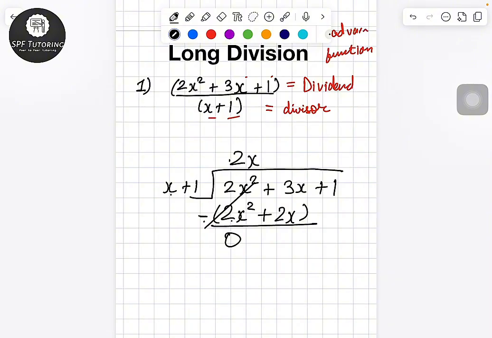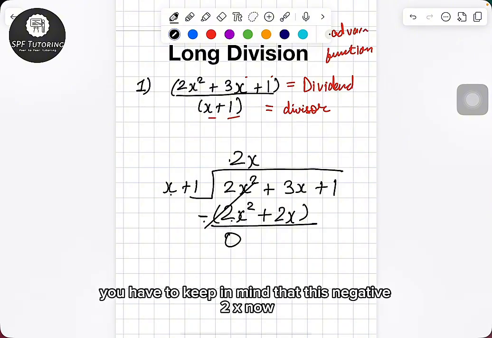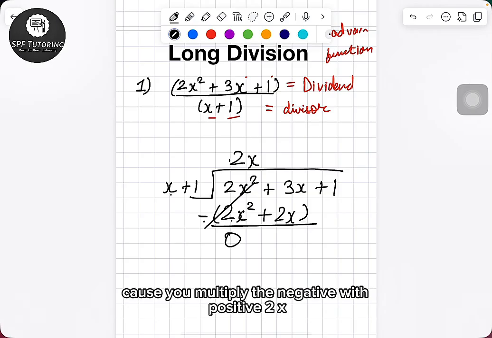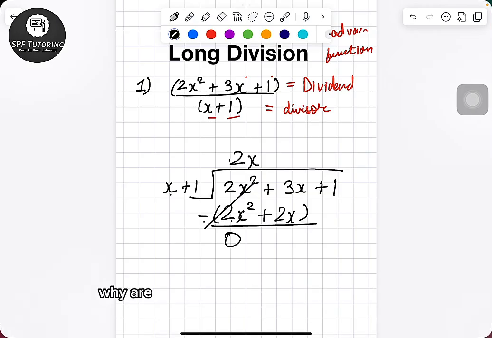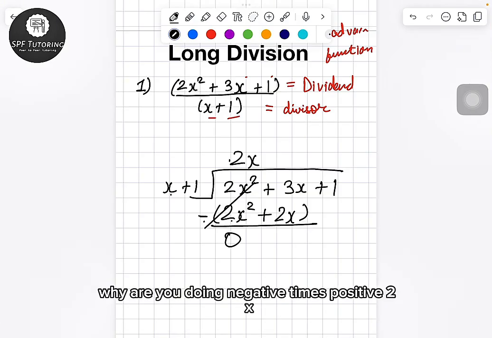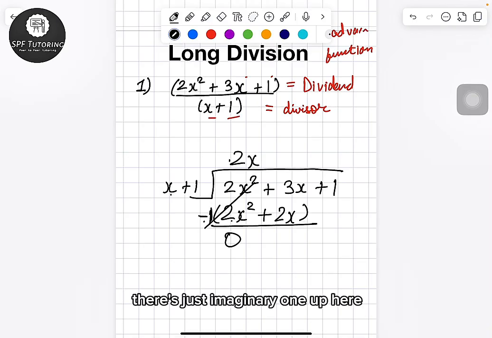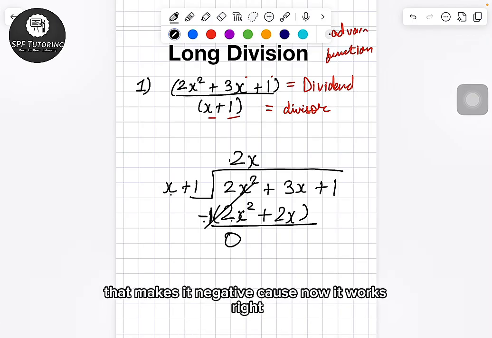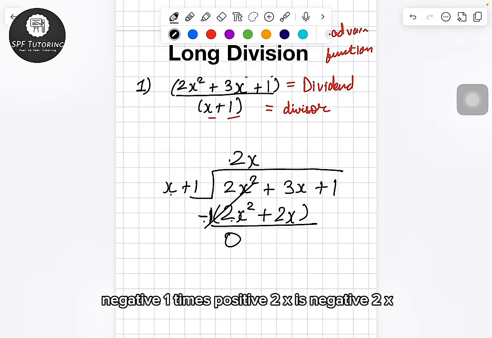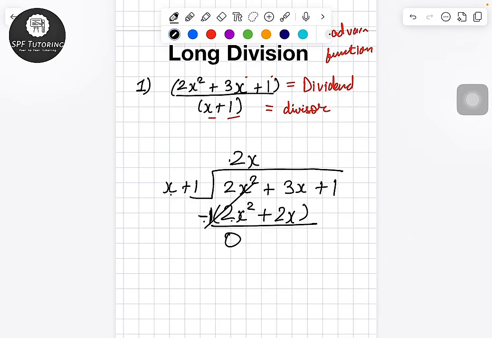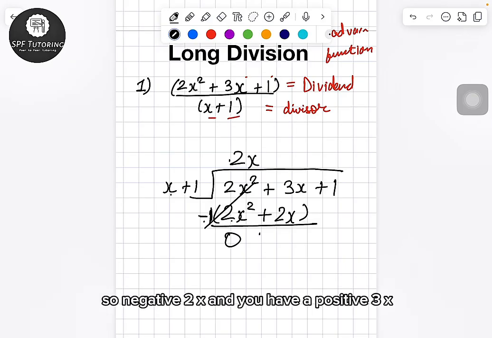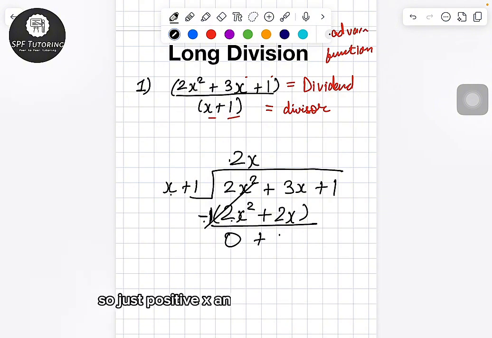And then you have to keep in mind that it's negative 2x now, because you multiply the negative with positive 2x. You might ask why you are doing negative times positive 2x. There's just an imaginary negative 1 up here that makes it work. Negative 1 times positive 2x is negative 2x. So negative 2x, and you have a positive 3x, which gives positive x. Then you drop this one, which is positive 1.